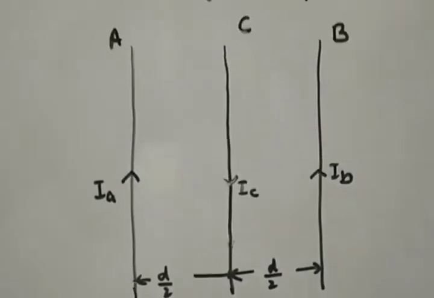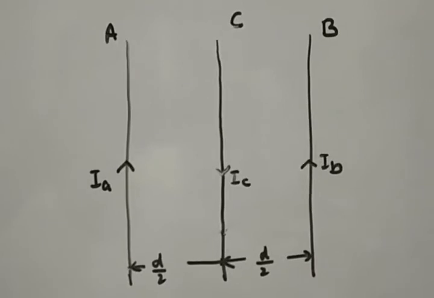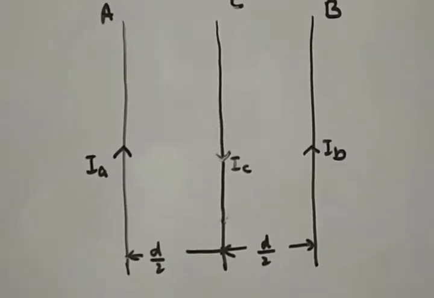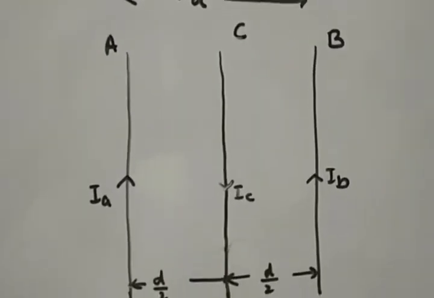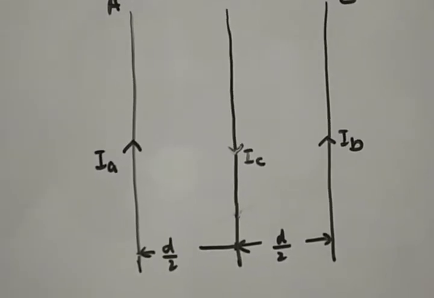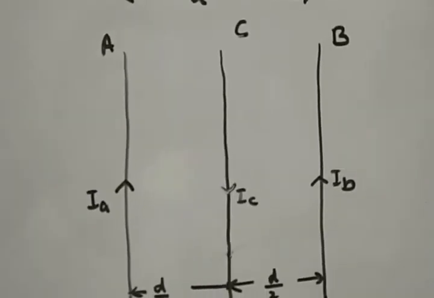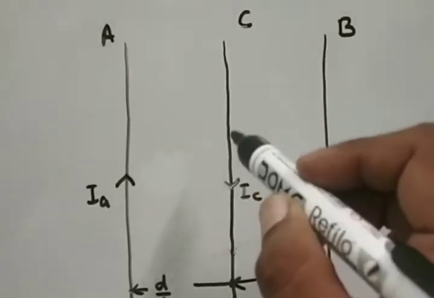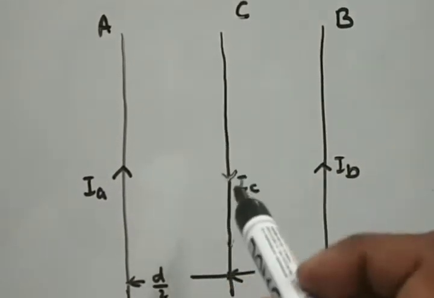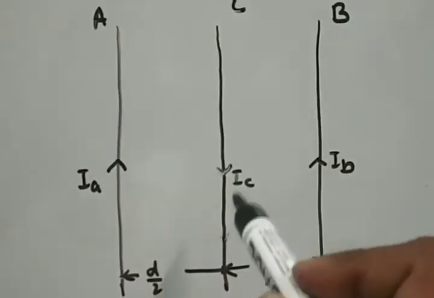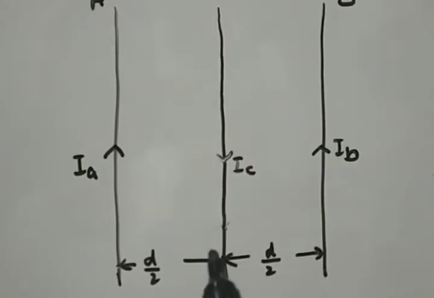So the situation is like this. The wires A and B, separated by distance d, carrying the currents in the same direction. The conductor C is placed between them and the direction of the current is in opposite direction.